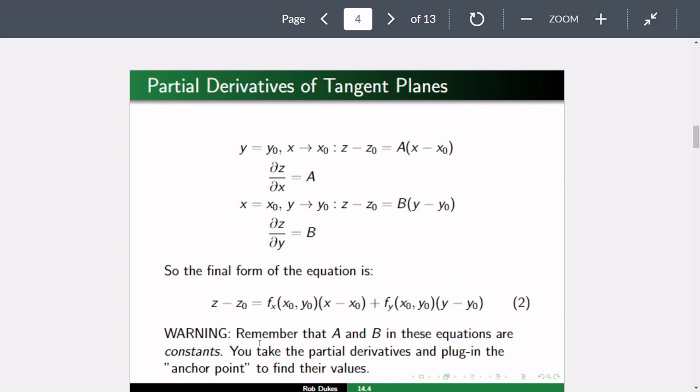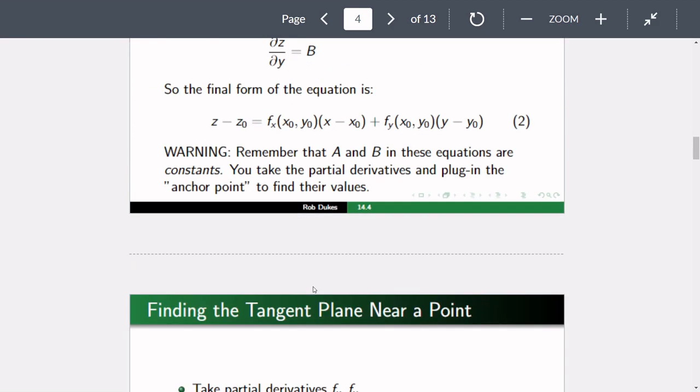I want to warn you that the a and b are constants. I will see people do this all the time. They'll take the derivative and it'll be some really long expression, and they'll write that entire really long expression. But no, this is a plane, which means a plane is linear. It is the 2-dimensional version of a line. And so we need the coefficients to be constant. So you take the derivatives and you plug in the anchor point to get their values.